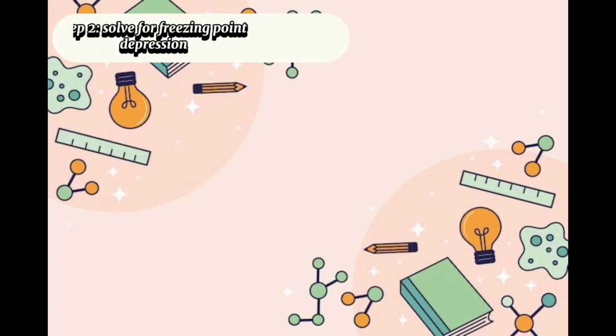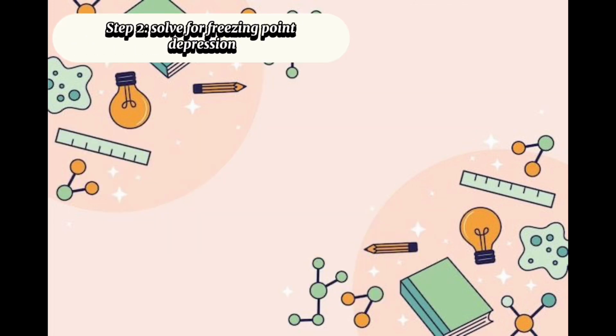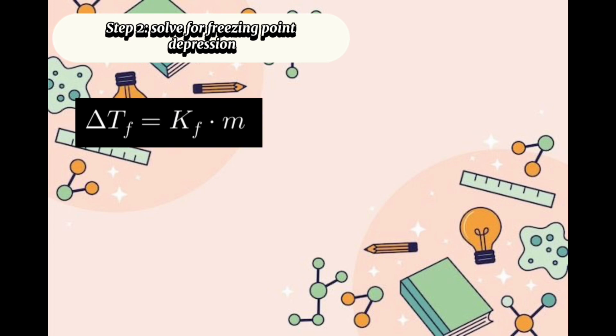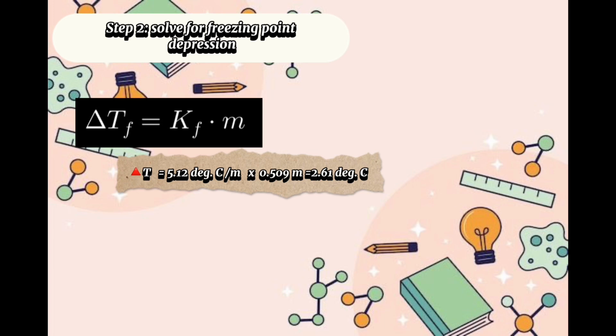The next step is to solve for the freezing point depression by the formula which is given. Delta T sub F is equal to K sub F multiplied by m. So we're going to substitute that one. Delta T sub F is equal to 5.12 degrees Celsius per molality times 0.509 molality. So the result is 2.61 degrees Celsius.